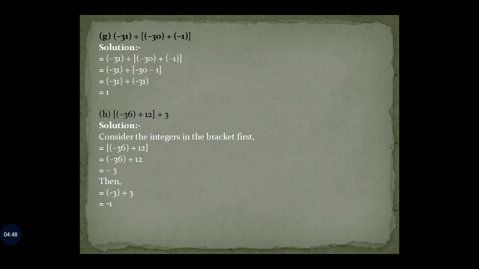H1. Minus 36 divided by 12, whole divided by 3. Solution for this problem is, consider the integers in the bracket first. Minus 36 divided by 12, that is minus 3. Then minus 3 can be divided by 3 again. Then minus 3 divided by the positive integer 3, the result is minus 1.